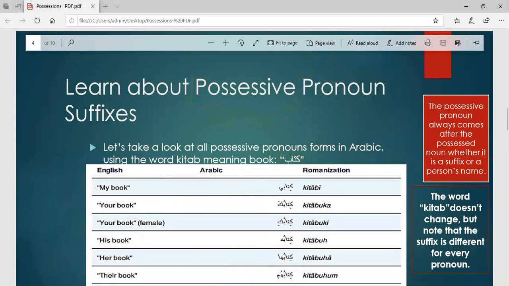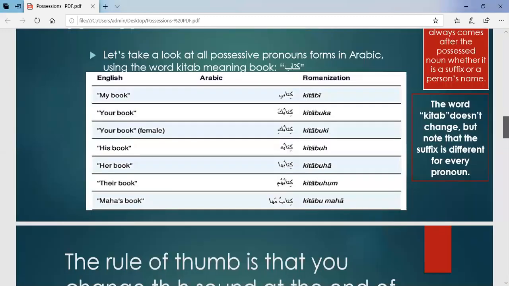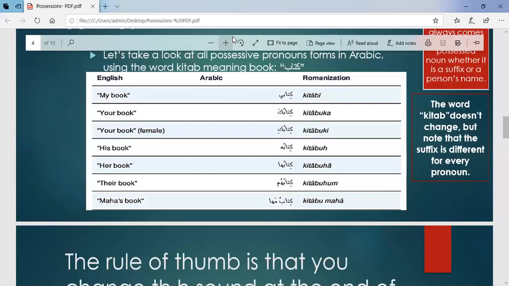Now let's continue. Let's see what others we have. What other things do we have? We also have, guys, here. So my goes to kitabi, your goes to ka. These are the possessive pronouns used as suffixes, which are attached to the possessed nouns and come after it. Your book is what? Kitabuki. This is for your. For his, it's ha. For her, it's this ha. For their, it's kitabuhum.